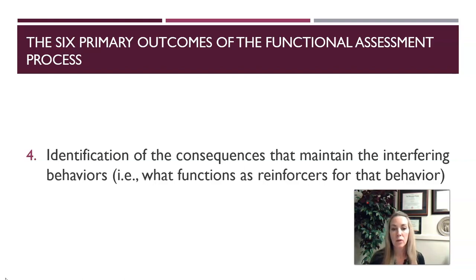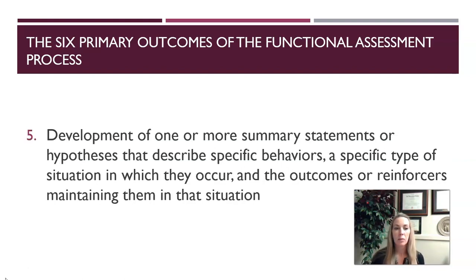We are going to identify the consequences that maintain the interfering behavior. So what functions as a reinforcer for that behavior? Remember, we're looking for avoidance, escape, or attention, or perhaps obtaining a preferred item or desired activity. Number 5 is developing one or more summary statements or hypotheses that describe the specific behaviors, the specific type of situation in which they occur, and the outcomes reinforcing or maintaining those. So when Sam enters Sam's Club, he emits a loud noise in order to escape the smell in Sam's Club.